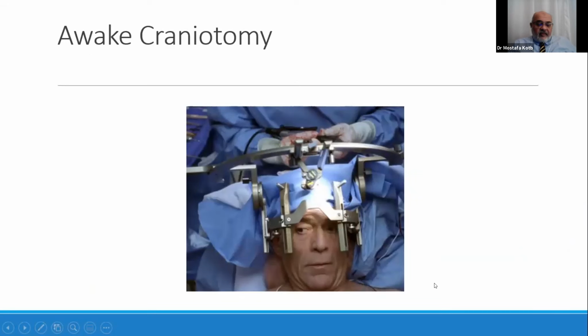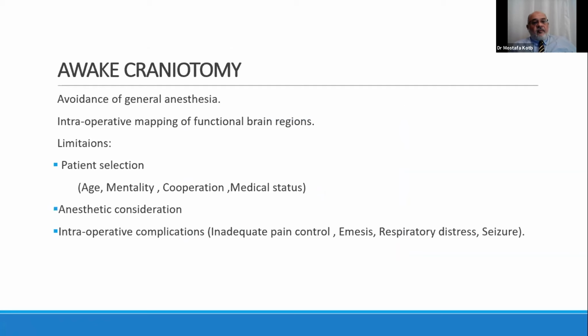Another technique that we use for preserving the eloquent areas of the brain during surgery is the awake craniotomy. In the awake craniotomy, you avoid the general anesthesia, or you just use it for short periods of time during surgery, either at the induction of surgery or sometimes during surgery, just to put the patient down. But most of the time, the patient is awake to help you to identify the eloquent areas and the functions of the brain. You have to do intraoperative mapping of functional brain regions, as Professor Wu has just shown us.